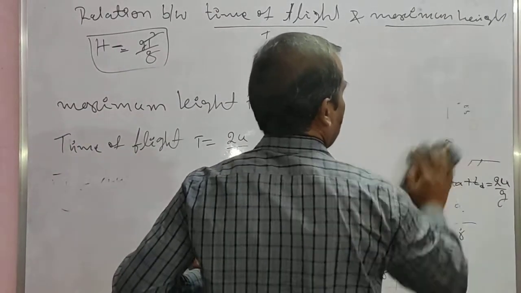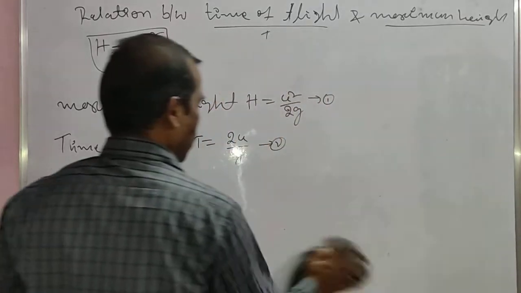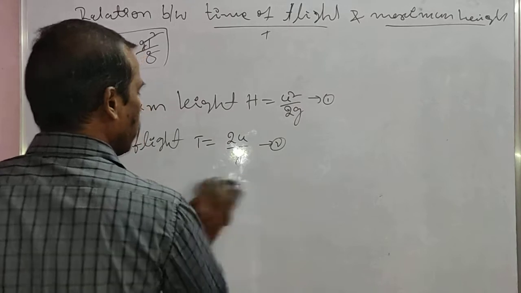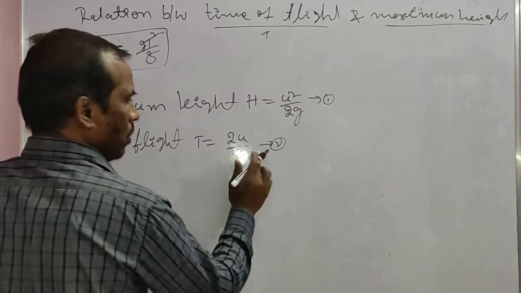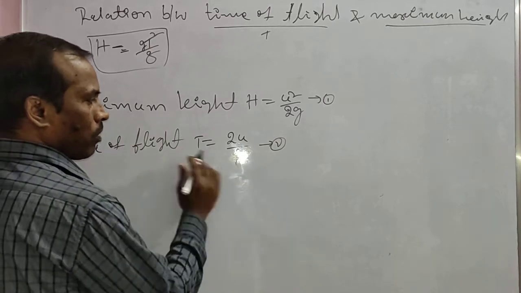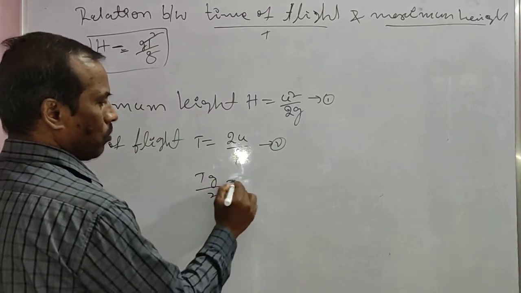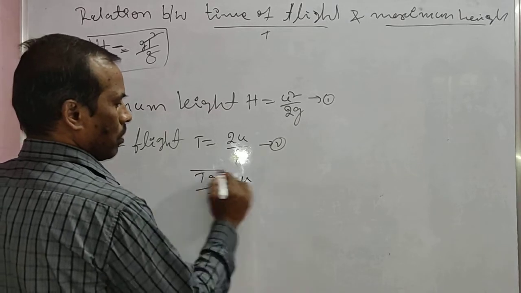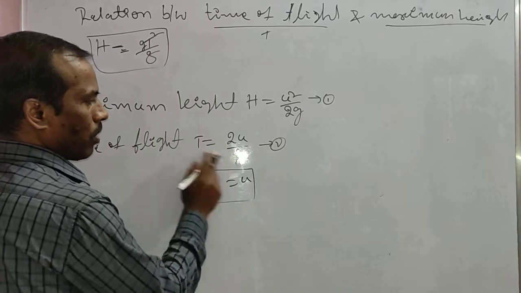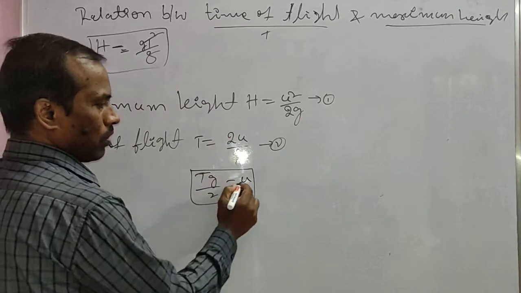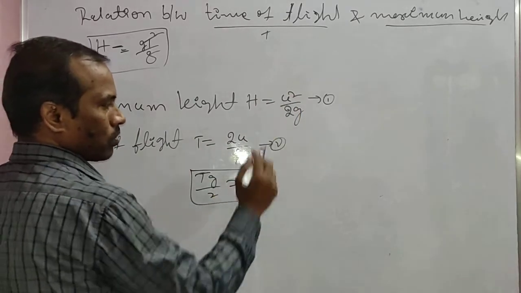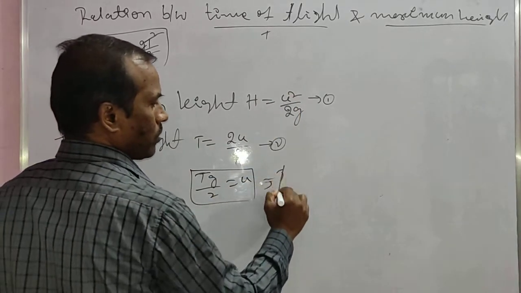Second method, very simple. Now according to time of flight, t is equal to 2u by g. Simply, cross multiplication: t g by 2 is equal to just u. So u is equal to t g by 2. So this is u, and substituting this value here.